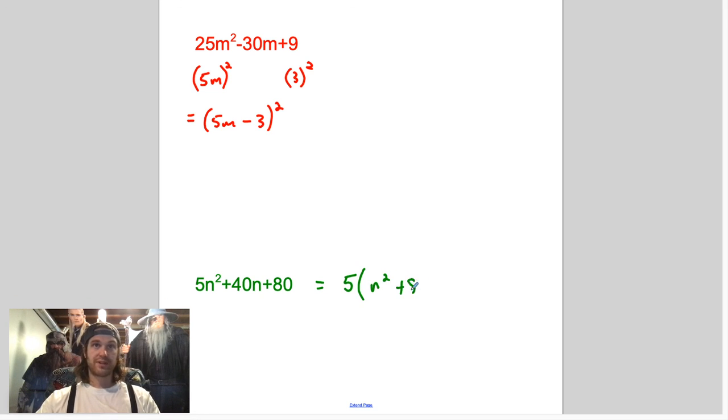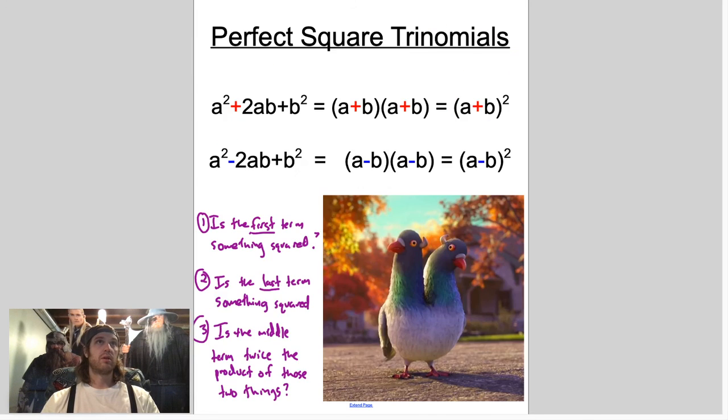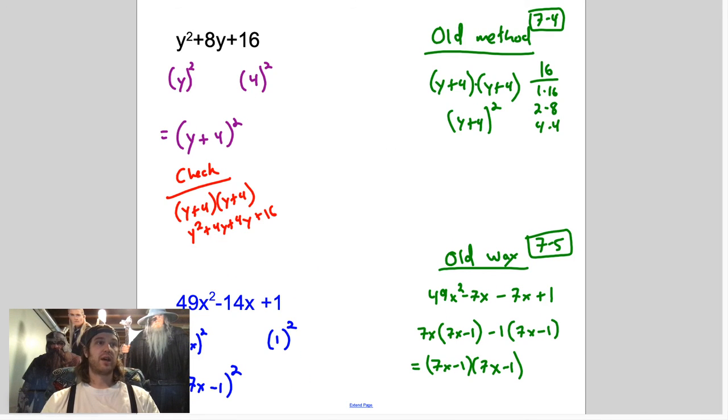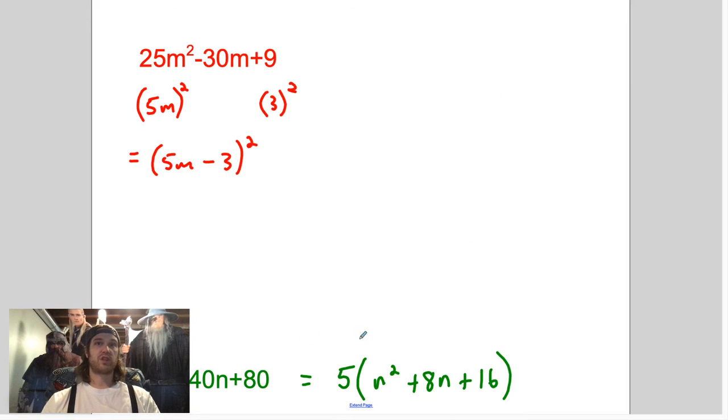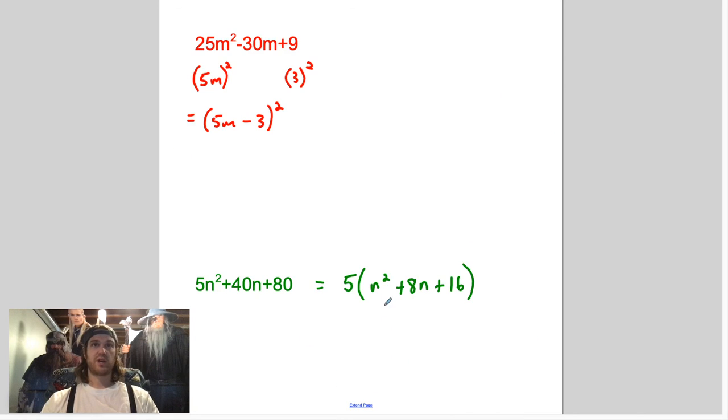N squared plus 8n plus 16. Did we already factor that one? Yeah, we did. We factored that one in black right there. It's basically the same question. First term something squared, yeah, it's n squared. Last term something squared, yeah, it's 4 squared. Middle term twice the product of n and 4, yep. 4 times n is 4n, times 2 is 8n, so we're done. This is 5 times n plus 4 squared.